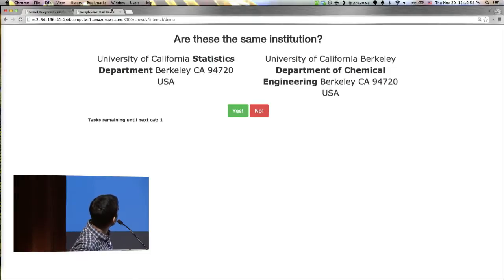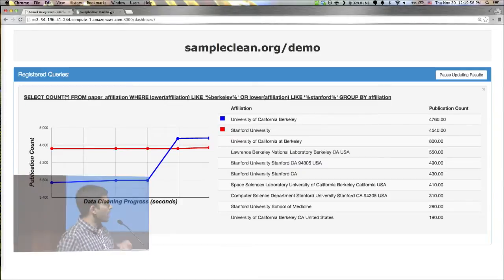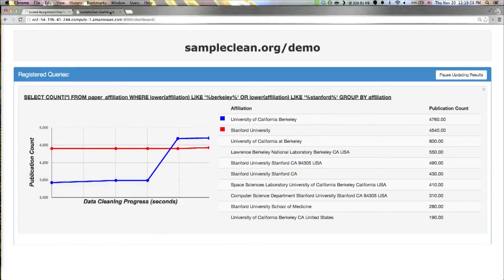So let's get started. If you guys visit sampleclean.org/demo, you can actually see these counts update in real time. And we're going to put up an online dashboard that shows, as you guys are doing these tasks, our results updating. So Berkeley's in blue, Stanford's in red. And so far, we've done a little bit of data cleaning. We'll show the progress in real time, and we'll run this for a few minutes. And then we'll jump right into the research part of the talk.